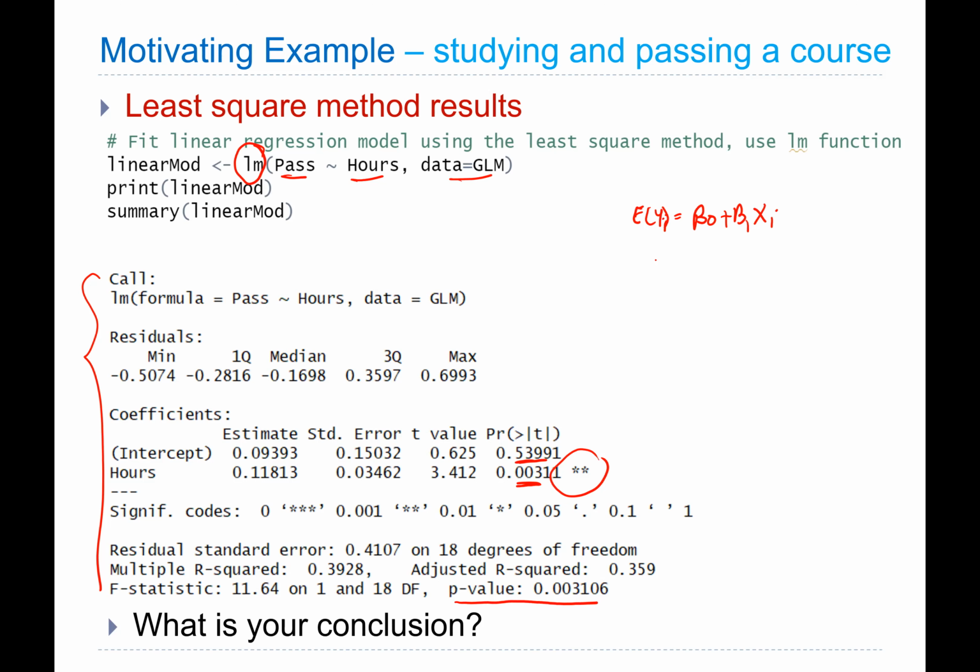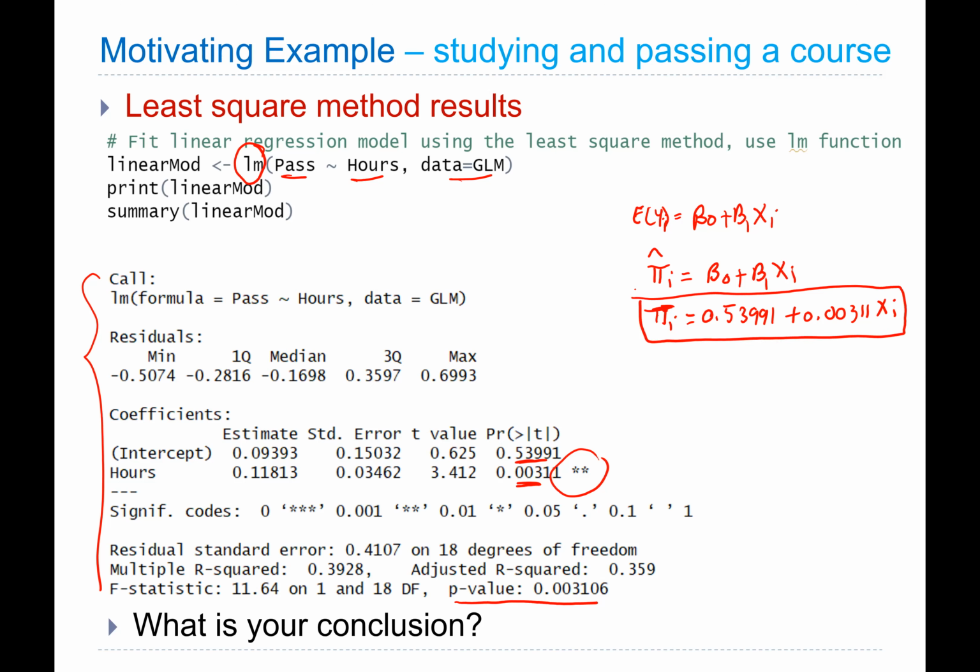The expected value of y is pi, the probability of success. When you calculate the expected value of y, it will be pi, which is the probability of success, equal to beta 0 plus beta 1 xi. So pi i, the estimated probability of success, equals 0.53991 plus 0.00311 xi. So maybe you would like to use this equation to predict the probability of success at some given value of number of hours.